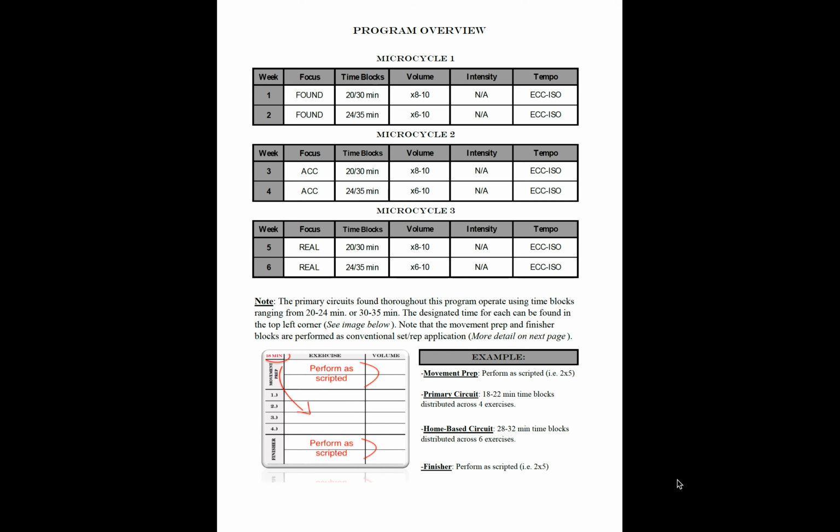The way it works in here is our movement prep will be performed as scripted, so it'll be 2x5, 2x10, whatever it may be. For the circuit, this is where the time block is applied. Once everything is set up, you hit the clock and run through the circuit for the time listed. Then you come down to the finisher, which is again performed as scripted. For the circuit, the reps are provided, and the number of sets or rotations you get through is governed by the time block.